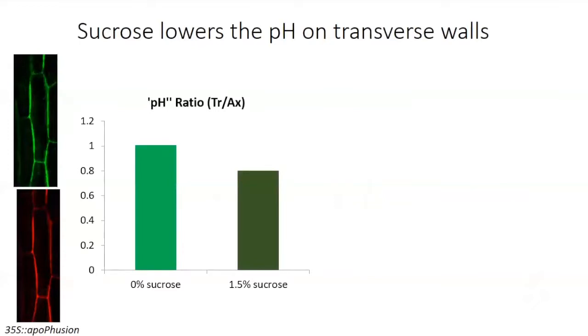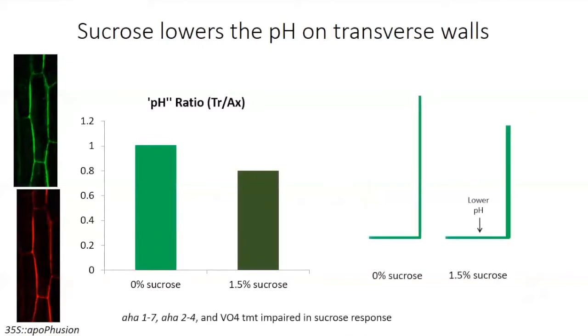And so our rough estimates, again, this is sort of preliminary, is that the pH ratio between the transverse and axial walls sort of is dropping in the 1.5% sucrose. And we sort of look at that as meaning that we're getting lower pH on those walls where more auxin is predicted to be flowing across. So we think there's some acid growth change that's giving this difference in width versus length.